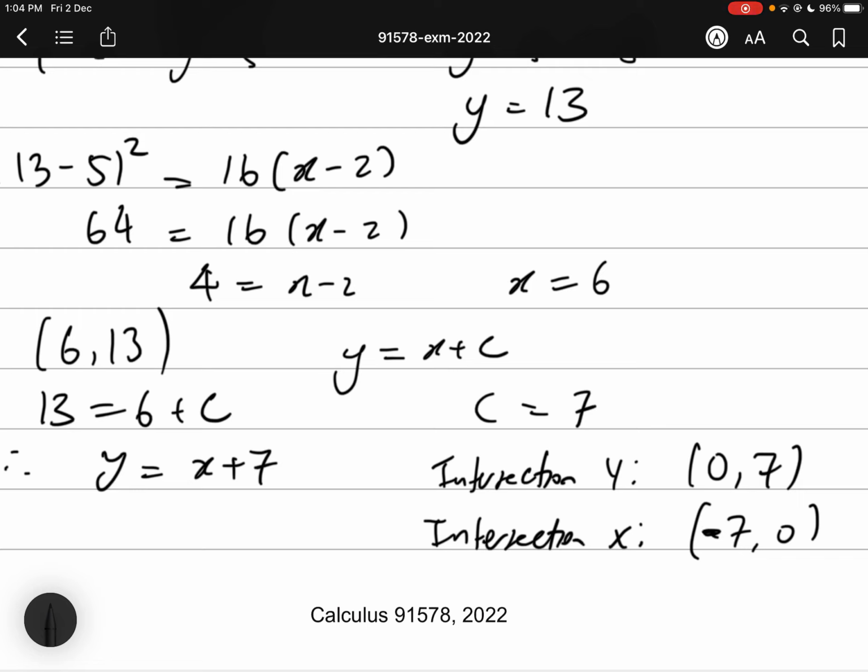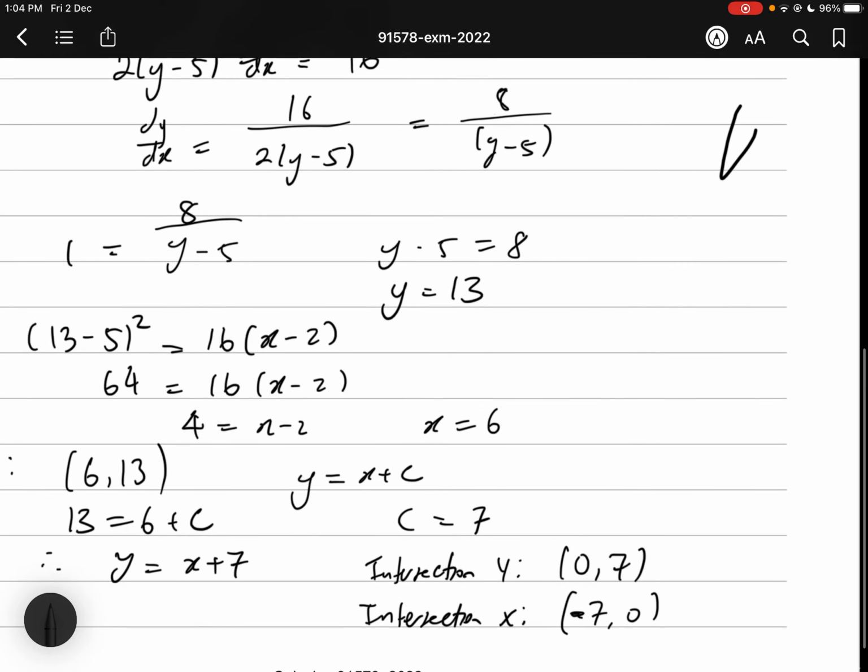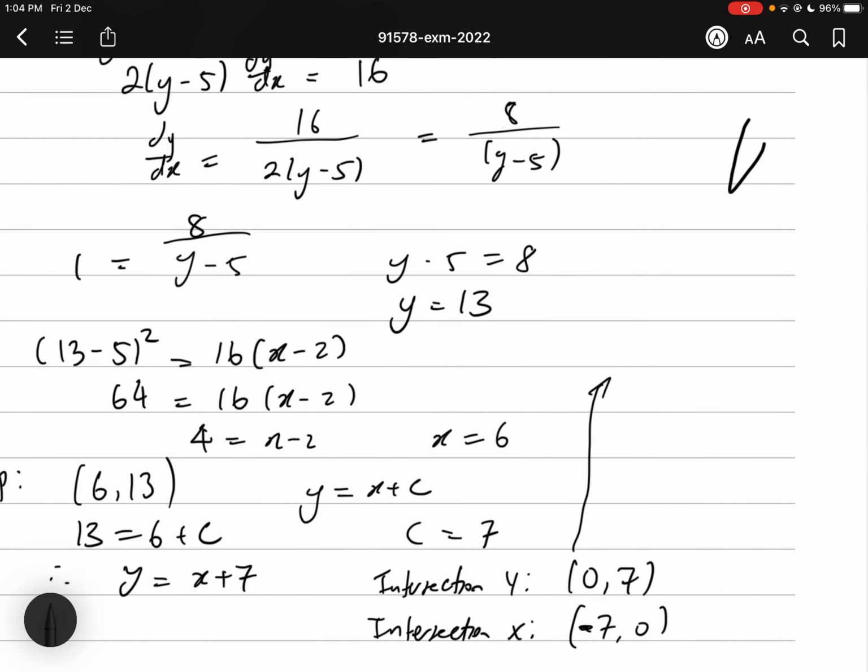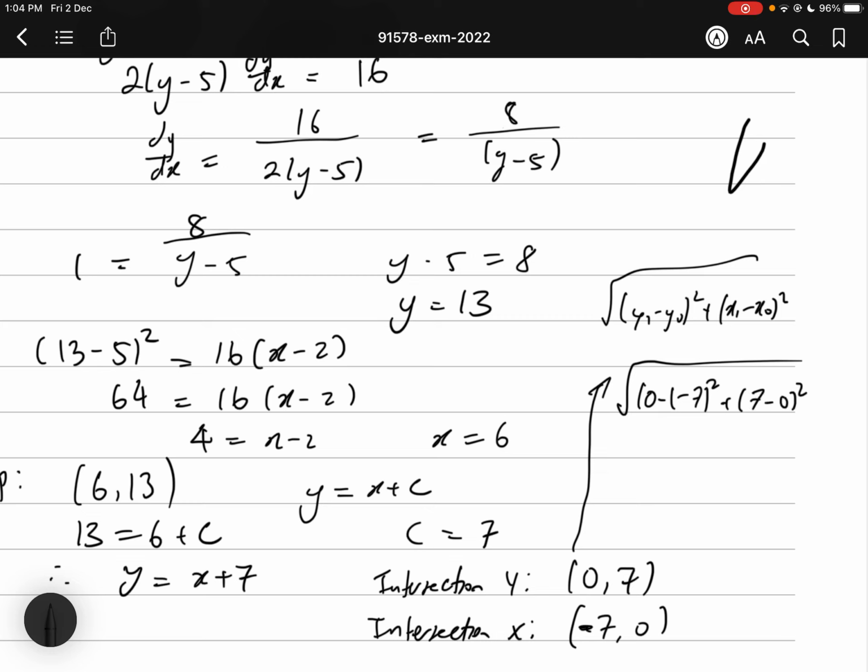And now we want to find the distance of RS, which is the distance between these 2 points. And that should be pretty straightforward. We know that the equation of the distance is the square root of y1 minus y0 squared plus x1 minus x0 squared. So in this case, if we do y minus x, then we're going to have 0 minus negative 7 squared plus 7 minus 0 squared. So that's our distance.